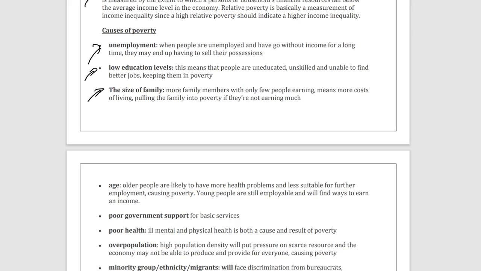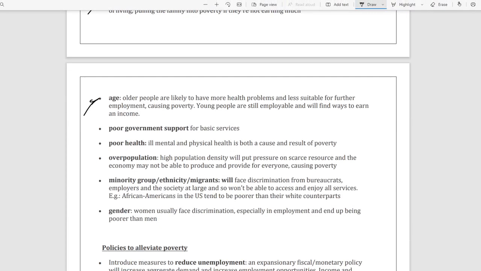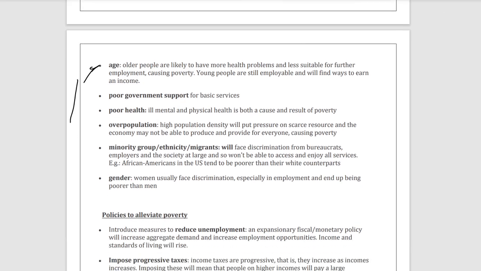Next, the size of the family. If you have a big family, you have to split your money, right? Quite self-explanatory, which is why I am not emphasizing this so much. Next one, age. Older people can be less productive, hence cannot find jobs, hence may be poor. Young people are eager to gain money, hence they will have a higher income. But the old people will have a lower income.